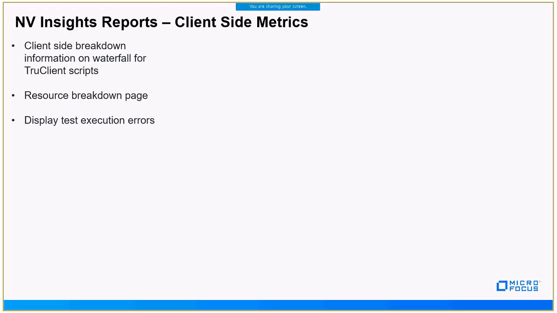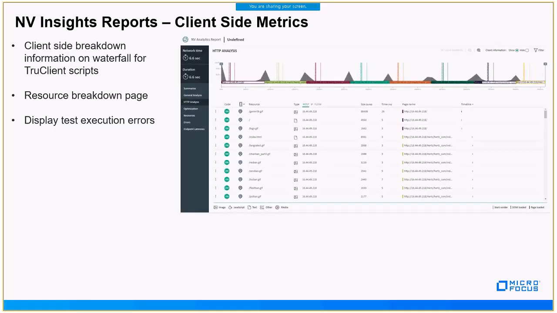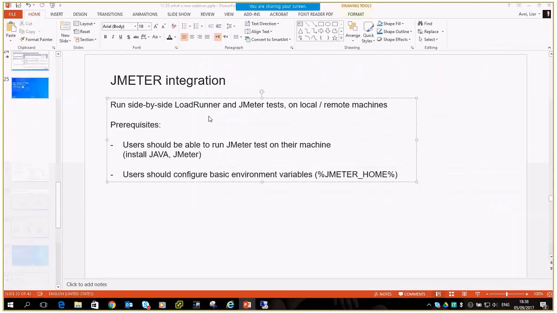Last, but of course not least, controller and analysis innovations. In controller, we've improved, rejuvenated, I would like to say, the NV Insights report, both in VuGen, of course, and in controller, adding client-side breakdown information on waterfall for TruClient scripts, resource breakdown page, and displaying test execution errors. Let me show you the new report.